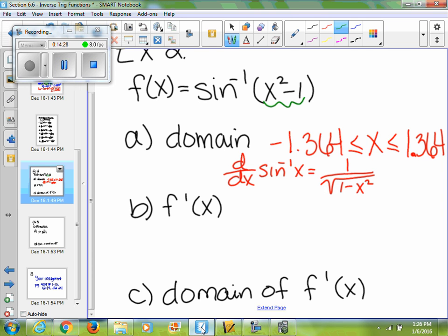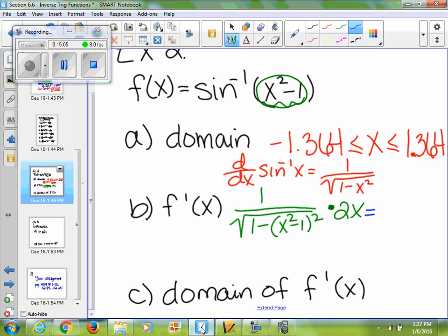So the derivative of my outside, if my derivative of inverse sine is 1 over the square root of 1 minus, in this case my inside is x squared minus 1. So 1 minus x squared minus 1 squared, times the derivative of my inside. So what is the derivative of x squared minus 1? 2x. So the derivative of x squared minus 1 is 2x, so times 2x. If I keep trying to simplify that, 1 times 2x just gives me 2x, so I have 2x on top.